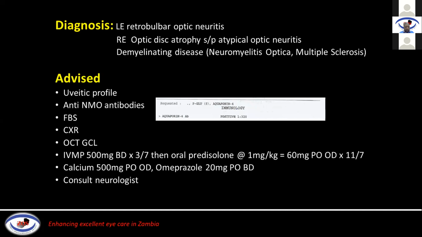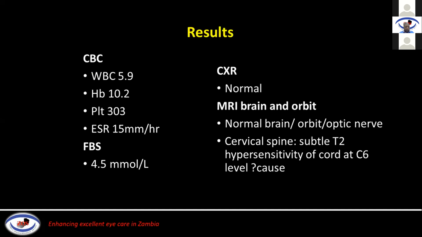So the aquaporin 4 antibody was found to be positive. That's 1 in 320. The other investigation findings were essentially normal, except for a mildly raised ESR, and the MRI was reported to have T2 hyperintensity at C6, but we were unable to obtain the images ourselves.